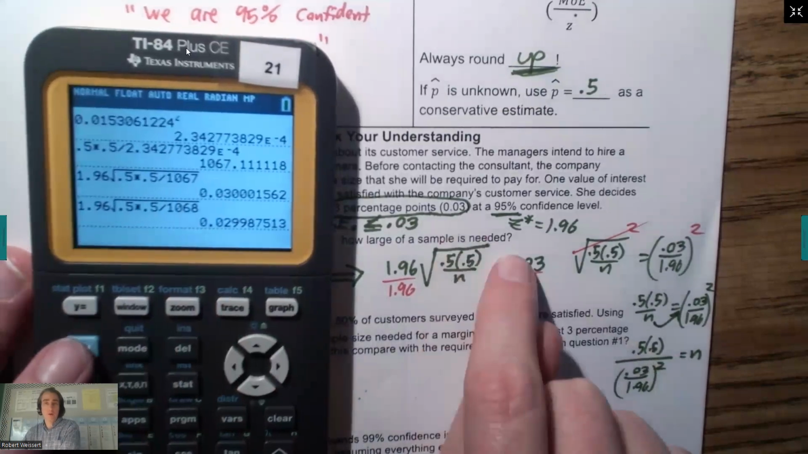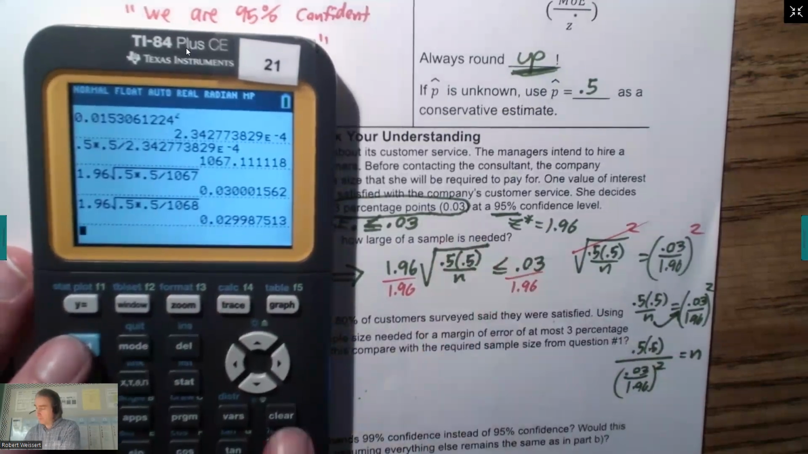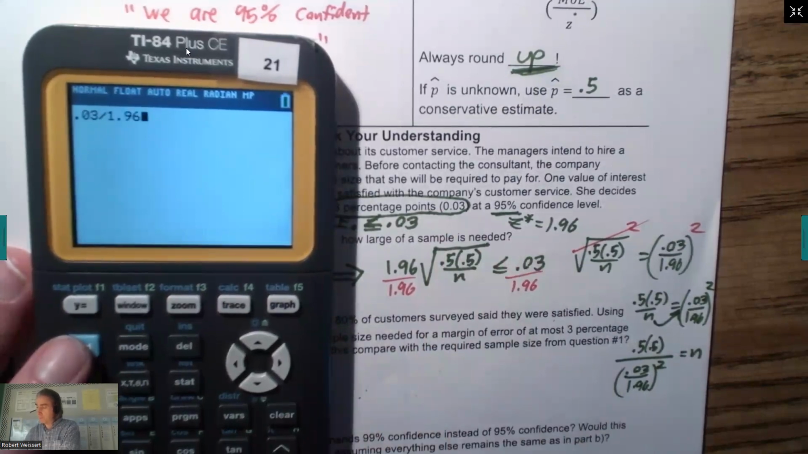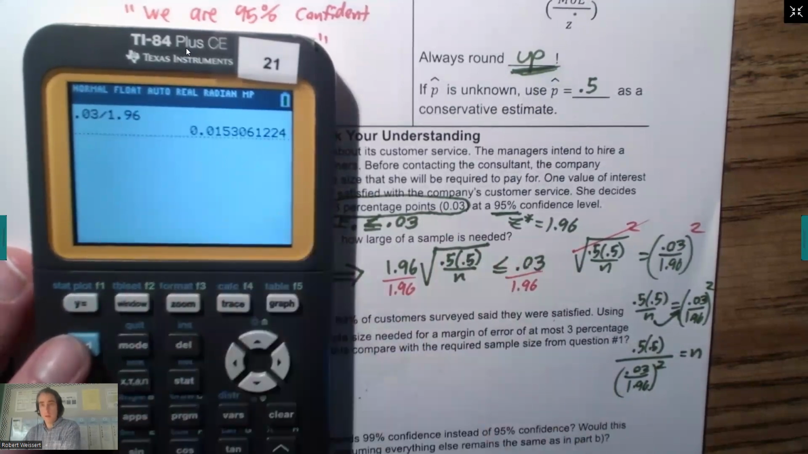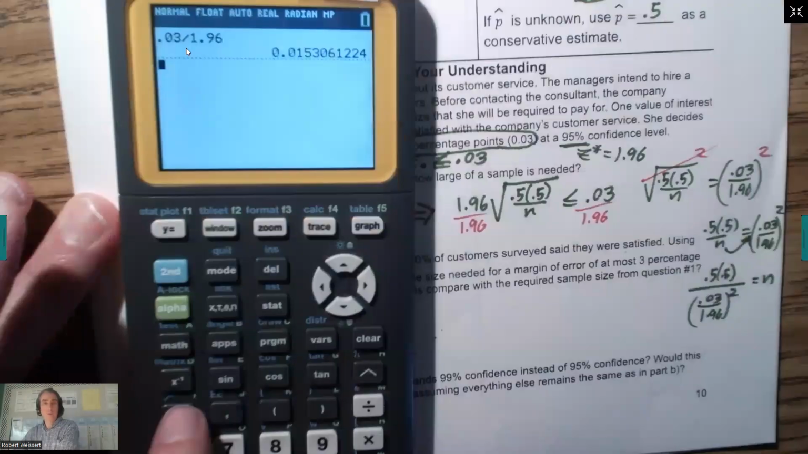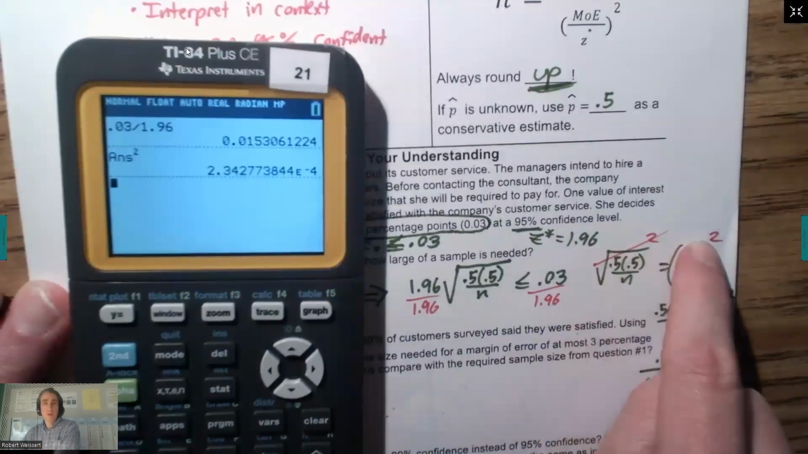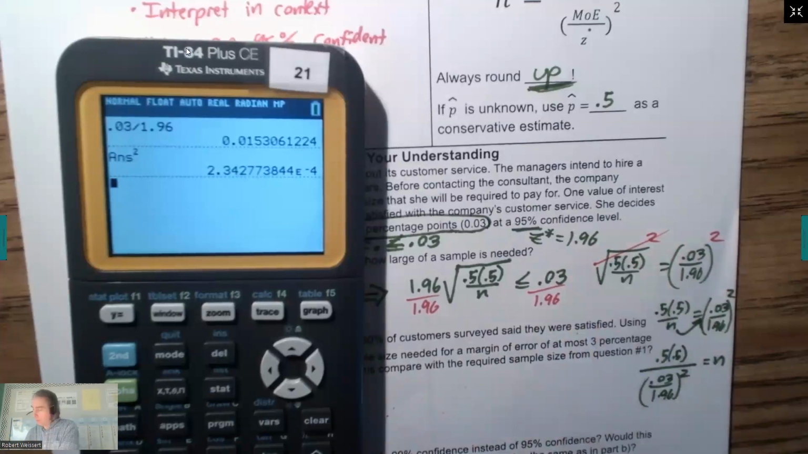Let me walk you through that one more time. Take your margin of error, 0.03, divide by your z star, press enter. Just hit the x squared button. That'll square that previous number. That'll undo the square root. And then take your two proportions, 0.5 and 0.5.